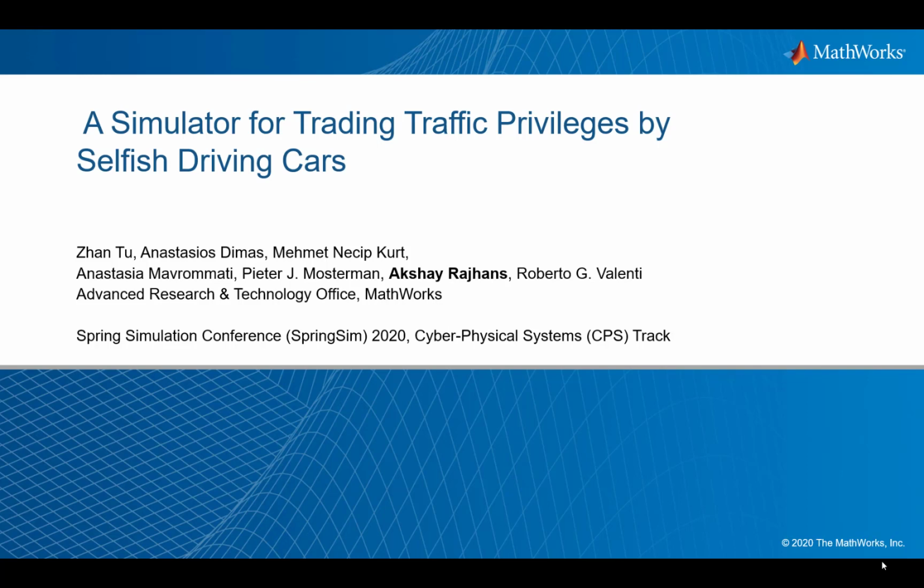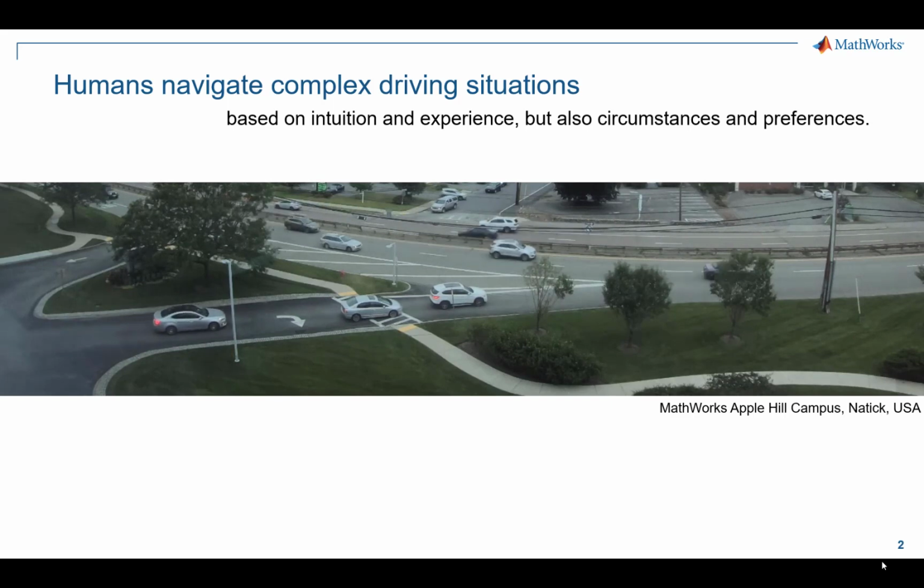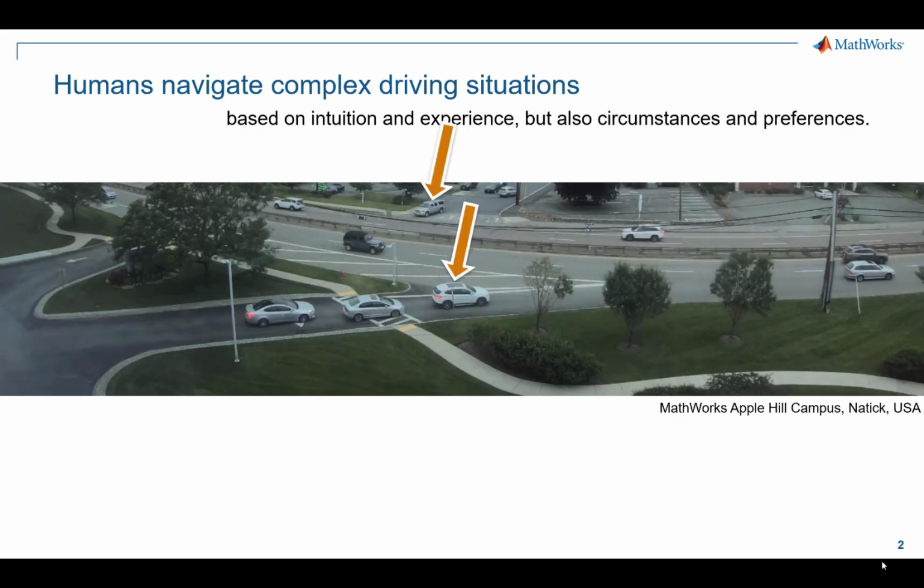So now you may have heard of the term self-driving cars, but what do we mean by selfish driving? I'm going to motivate it by showing a little video of humans navigating complex scenarios. We as drivers navigate scenarios and uncertainties based on our intuition and experience that we have accumulated over the past several years. But increasingly, it's also a function of circumstances and preferences. So risk tolerance for one driver may not be the same as the other. And also for the same driver, if you are in a rush, then you might possibly be willing to accept smaller gaps in traffic, for example.